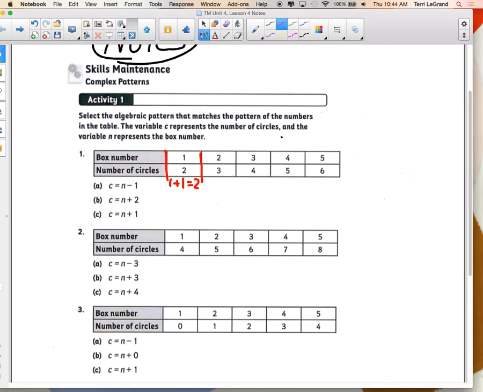1 plus 1 equals 2. In other words, what do you have to do to the box number to get the number of circles? Okay, and does that keep working? What do you have to do to the box number to get the total number of circles? 2 plus 1. So in other words, what are we doing every time? Adding 1. So let's just make sure, let's prove that it works all the way across, that every time we get a true statement.